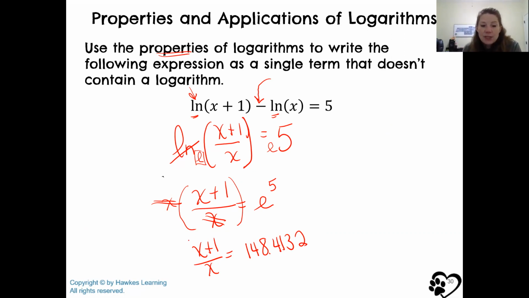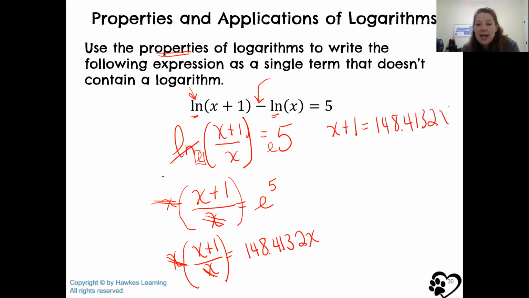All right, so now I do want to get rid of that divided by x by multiplying both sides by x. So now that's gone and that's gone. So up here, I'm going to write x plus 1 is equal to 148.4132x. I want to get my x's together, so I'm going to cancel out this positive x. I'm going to subtract 1x from both sides. So I get 1 is equal to 147.4132x.